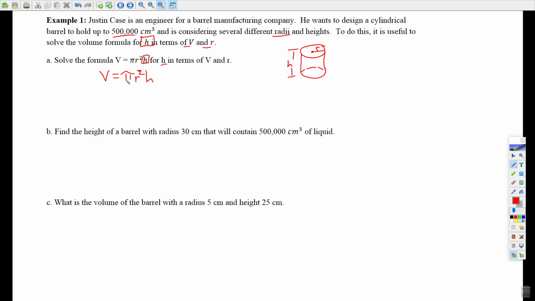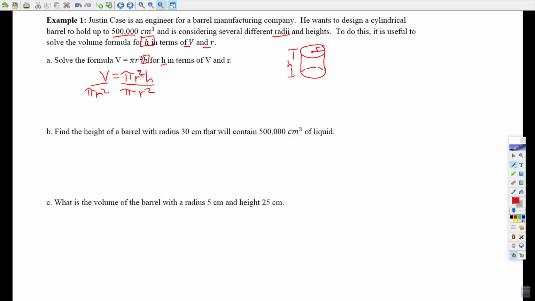If we look at this, all we have between these three terms is multiplication. We have pi times r squared times h. So how do we move them to the other side? It's the opposite of multiplication: we have to do division. So I'm going to divide both sides by what? Since all these things are being multiplied together, I'm going to divide by both of these things, pi and r squared. Now you could do this one at a time if you wanted to, but I'm going to do them both.